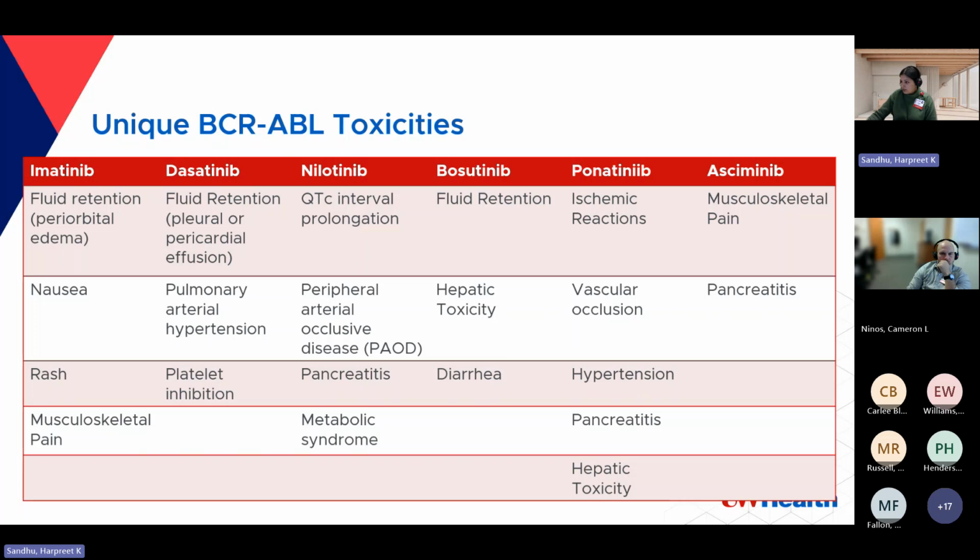Ponatinib, as a reminder, is a third generation agent, probably has the most potentially serious toxicities. There is a boxed warning for ischemic reaction, arterial occlusive events, and hepatotoxicity. I think it's worth mentioning that in our treatment plans for ponatinib, we have a statin built in there as a supportive med and a baby aspirin built in there as a supportive med. Not necessarily recommended by the package insert, but has been included in our treatment plans for that cardiovascular risk reduction.